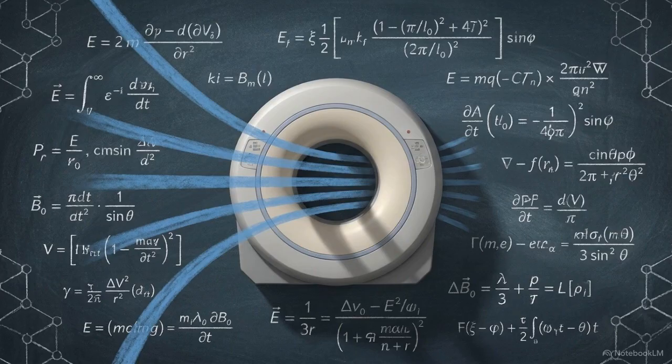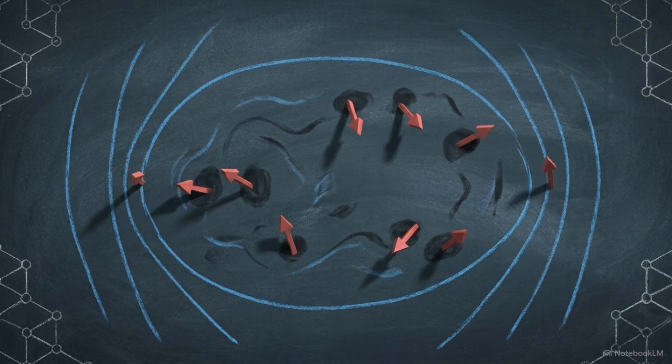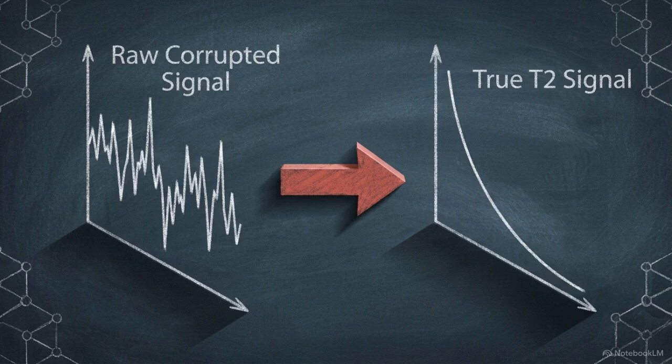The culprit is the main B0 magnetic field of the scanner itself. Unavoidable inhomogeneities in that external field artificially force the nuclei to dephase faster than the tissue's innate properties dictate. The raw MRI signal is corrupted by its environment. To isolate the true T2 tissue signature, scanners run specialized spin echo sequences to delete external interference.